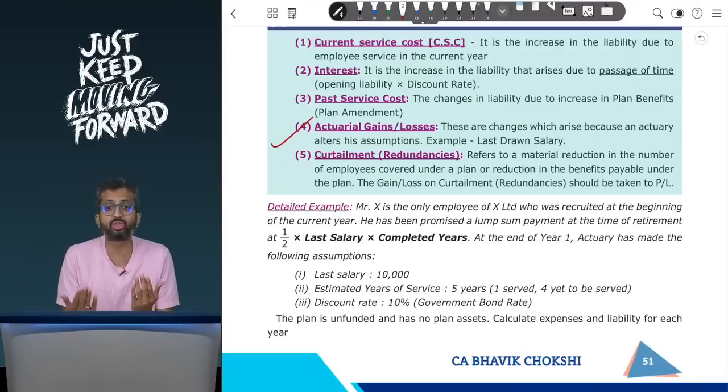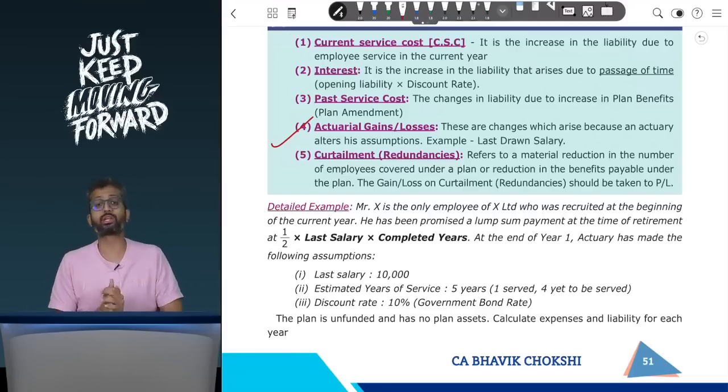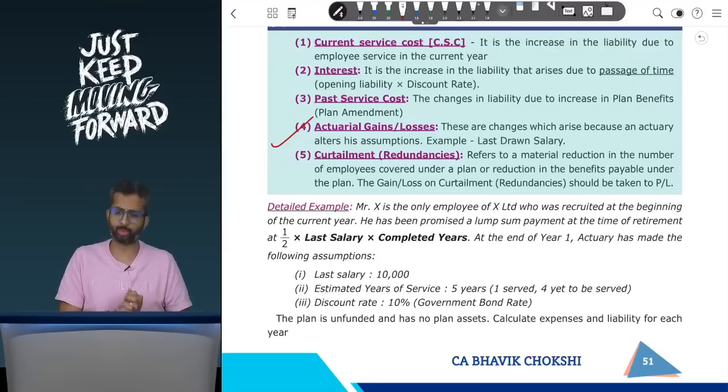Do you think these assumptions will remain the same? No, they will keep on changing, and hence the value of the liability may keep on changing as the actuary keeps on changing his assumptions. These gains or losses are called gains or losses due to changes in actuarial assumptions, which will also be taken into the profit and loss account.